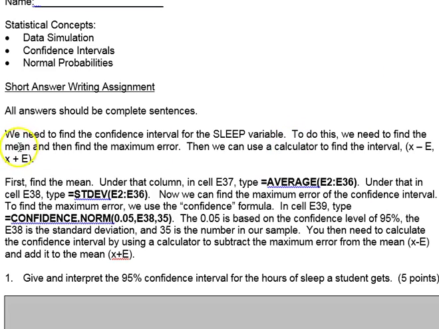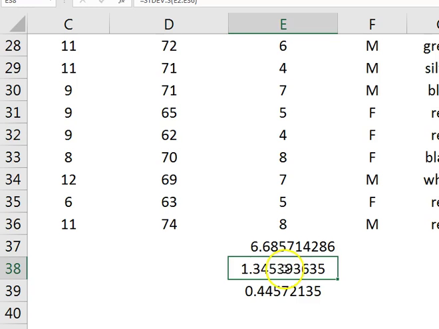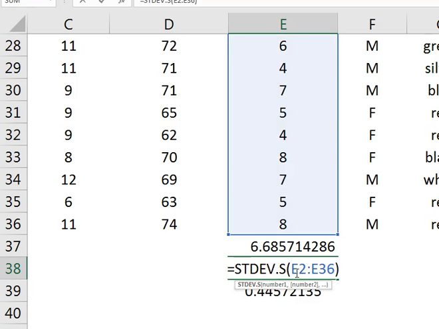After finding the mean, we also need to find the maximum error, and Excel can do that for us. The maximum error tells us how wide our confidence interval should be. We're going to subtract it from the mean to get the lower bound, and add it to the mean to get the upper bound. To get that maximum error, we use a couple more formulas. We need the standard deviation of our sample, so STDEV.S, because we have sample data. Don't use STDEV.P, because that's for when you have the entire population of data.